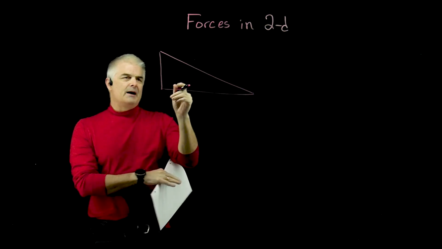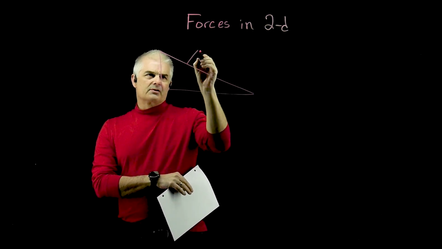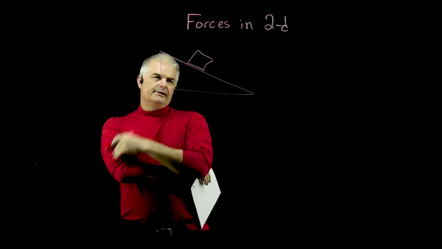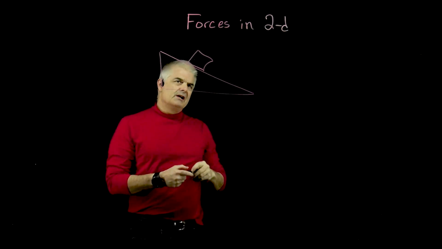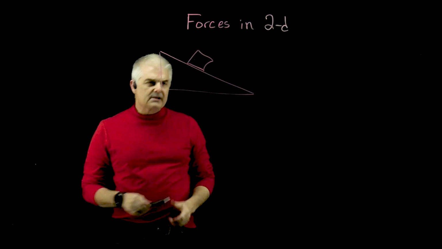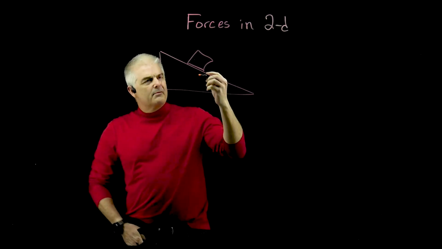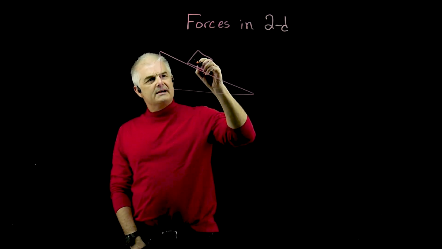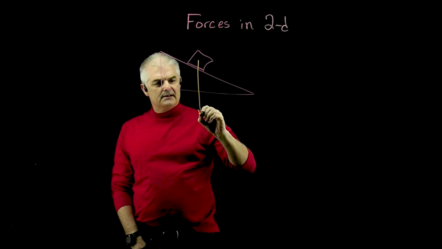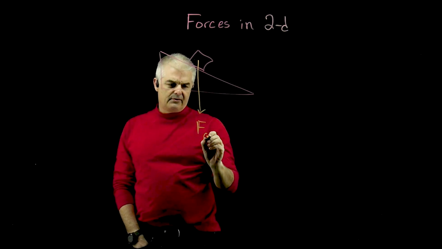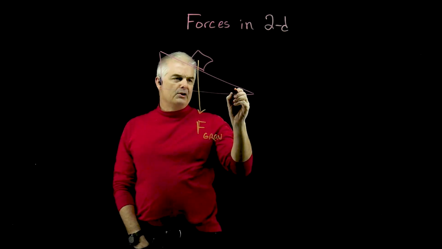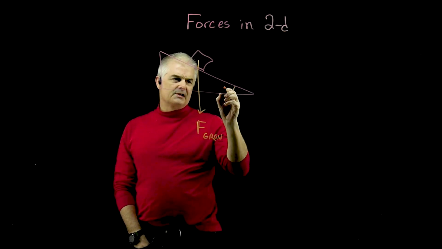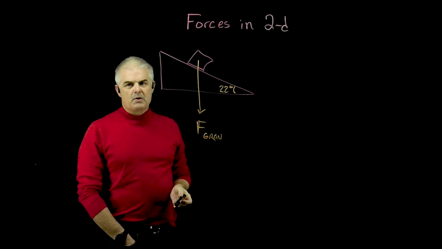If I've got some object on a ramp, a cart, a block of wood, or something like that, the shapes are going to matter. There are forces acting on this, most notably gravity. But remember, gravity is always pointing downward. So I'm going to draw a line here and call this F grav for the force of gravity. Now, if we know the angle, let's just say for the sake of argument, this is a 22-degree angle, okay?